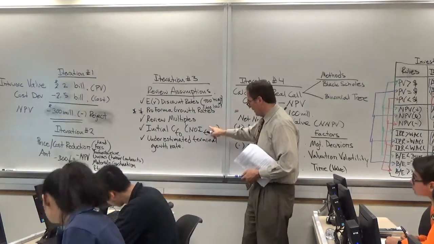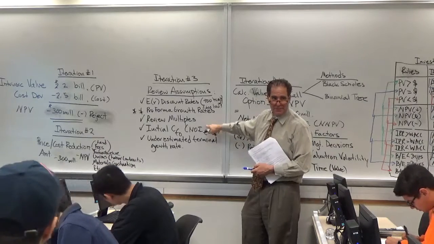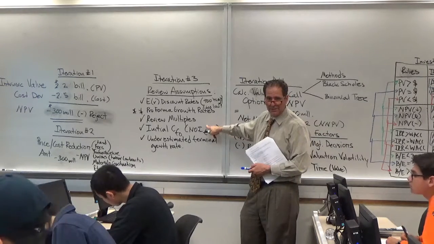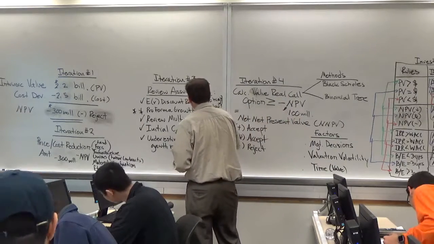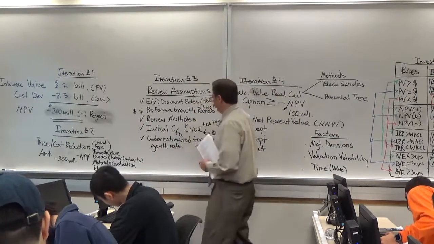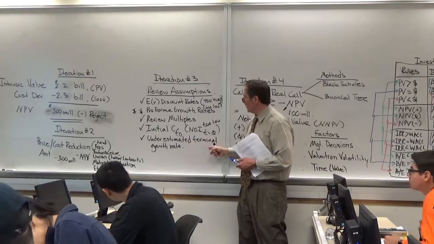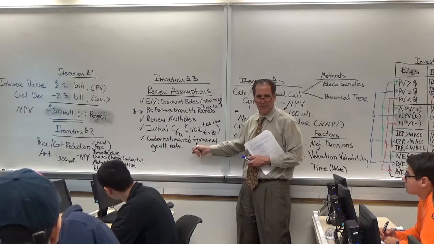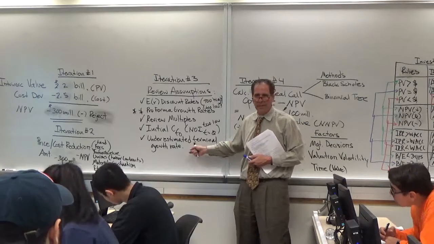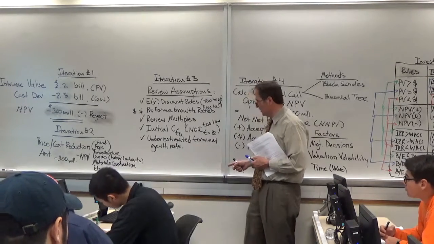What about the initial cash flow? Was it too high or too low? Too low. It was too low. What about your terminal growth rates and your going-in growth rates? Too low. Yeah, you underestimated your going-in and your terminal growth rates. Anything else?